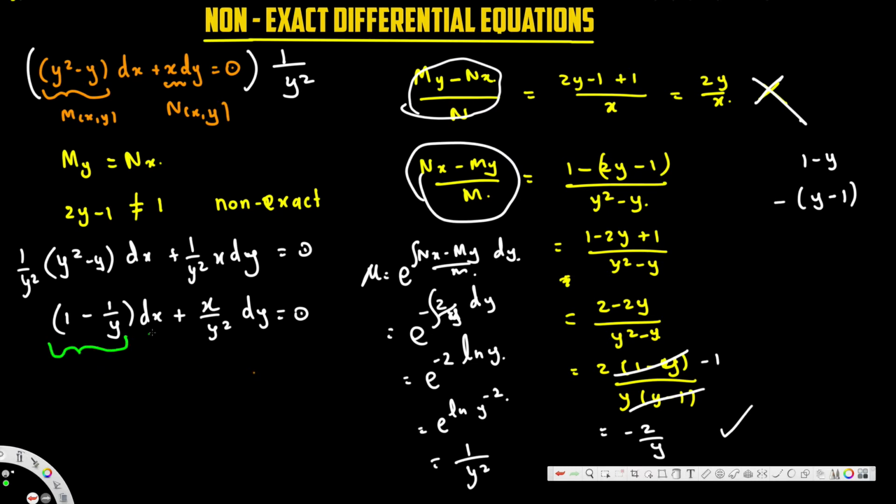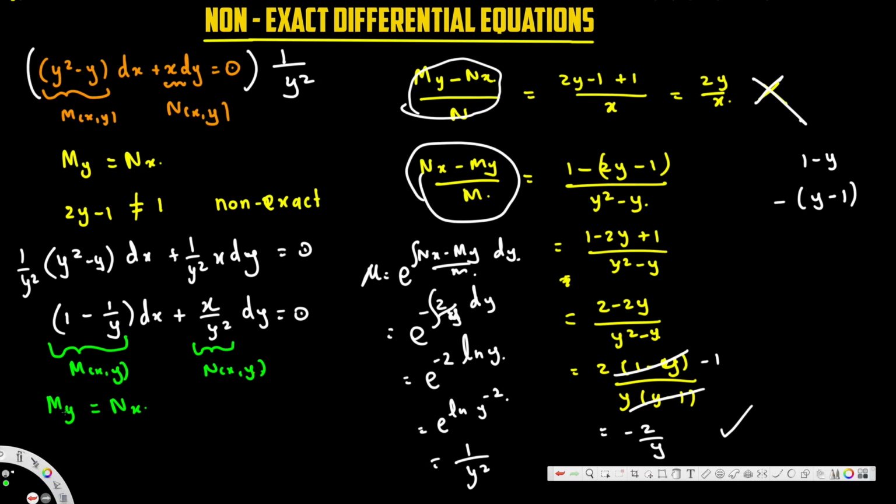Now we know that the value multiplying dx is the M of x comma y, and the value multiplying dy is the N of x comma y. Now we have to take the derivative of M with respect to y, and the derivative of N with respect to x, and see whether these two are equal.